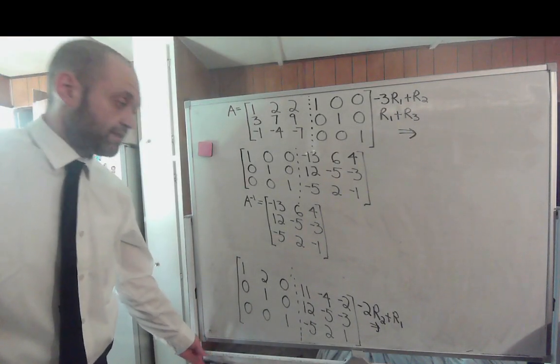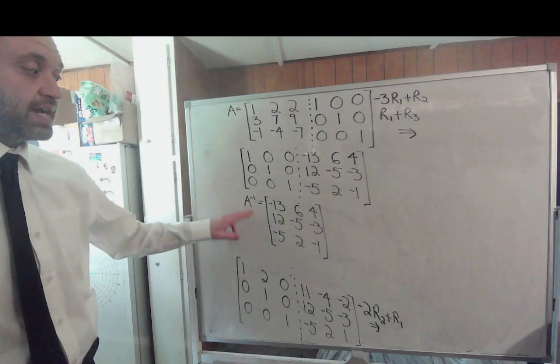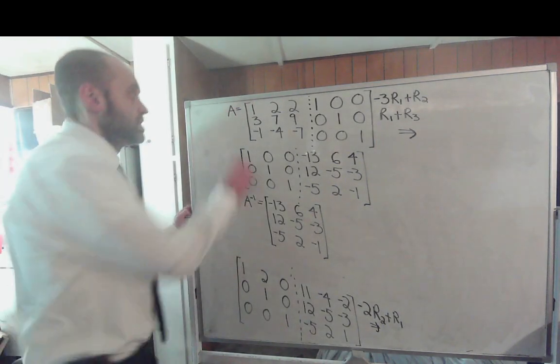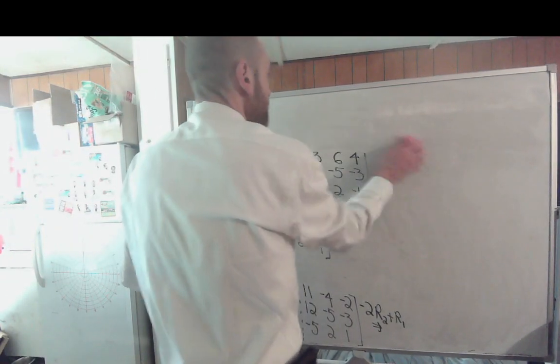So there's that inverse matrix. And again, you can check your result by taking A times A inverse. You should get the identity matrix. That's how you'll know you did it right. Okay, I just got 2 more examples, then we'll be done with the lesson.